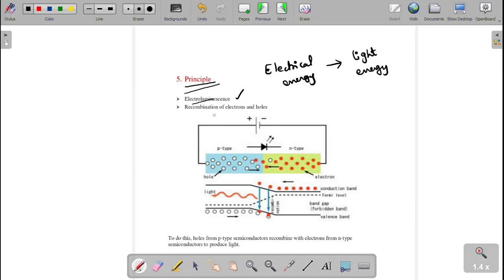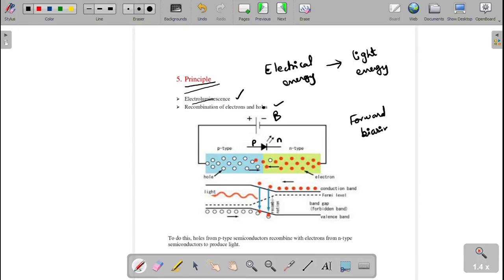Okay, and the next one is recombination of electrons and holes. So how is the light produced here? See here, this is the positive terminal of the battery, which is connected to the p type. The arrow mark represents p type and this is n type. In p type, holes are the majority charge carriers. In n type, electrons are the majority charge carriers. So this is the forward biasing we have given.